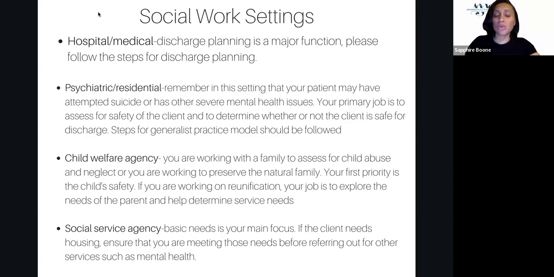Then we have social service agency, and you could also put next to this one community agency. What this means is that it provides some type of service that has to do with basic needs. Food, it could deal with shelter, clothes, and anything outside of that is going to be mental health, a referral for a therapist.